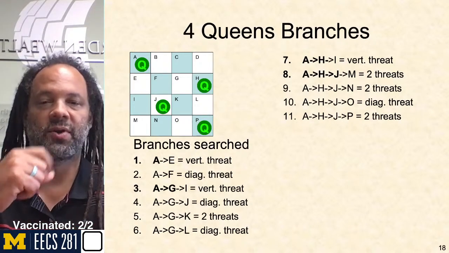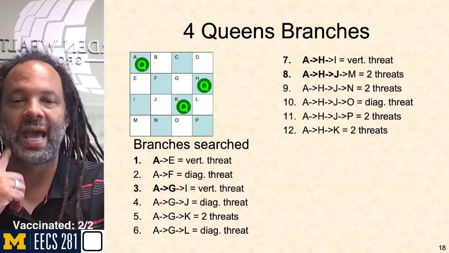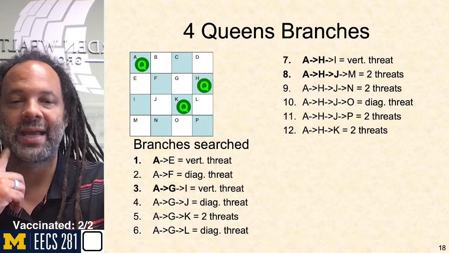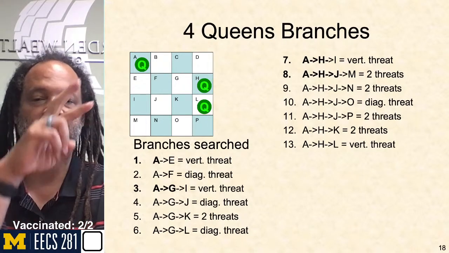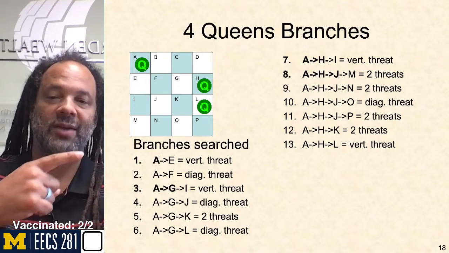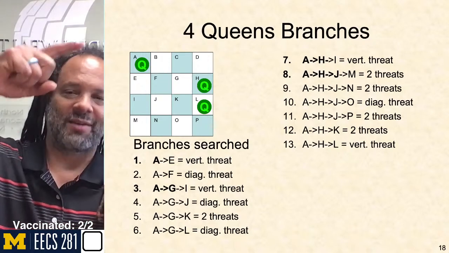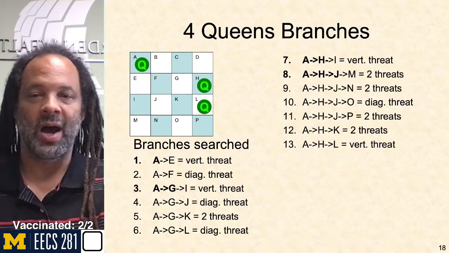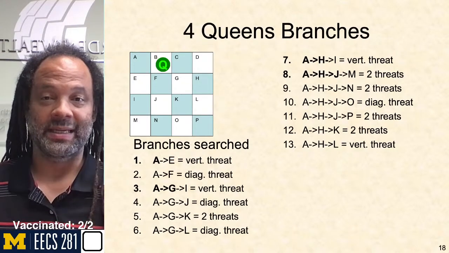I'm going to backtrack to the 3rd row, try something new after AH. How about AHK? Well, there's 2 threats on that. AHL has a vertical threat. So now I've tried everything in the 3rd row with this first 1 and 2 row combinations. But if you see, if I backtrack to the row before that, I've tried everything in the 2nd row as well. So as I backtrack finally to the 1st row, I'm going to update that 1st row to be B.